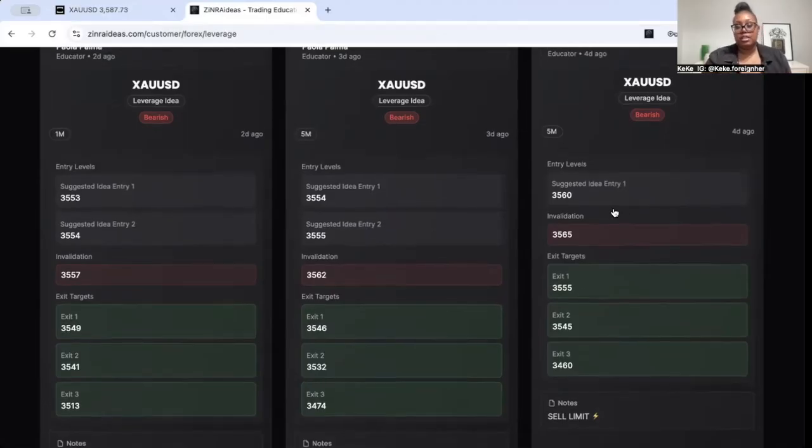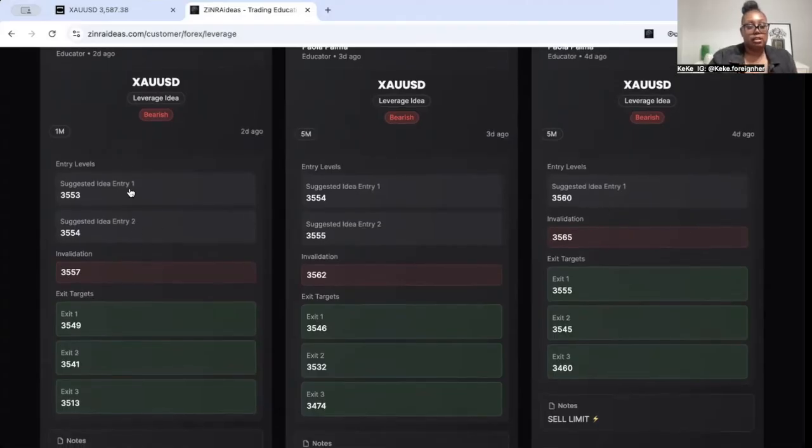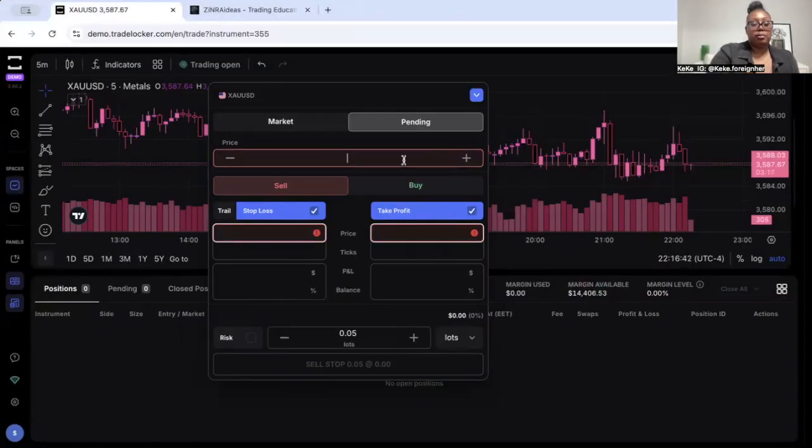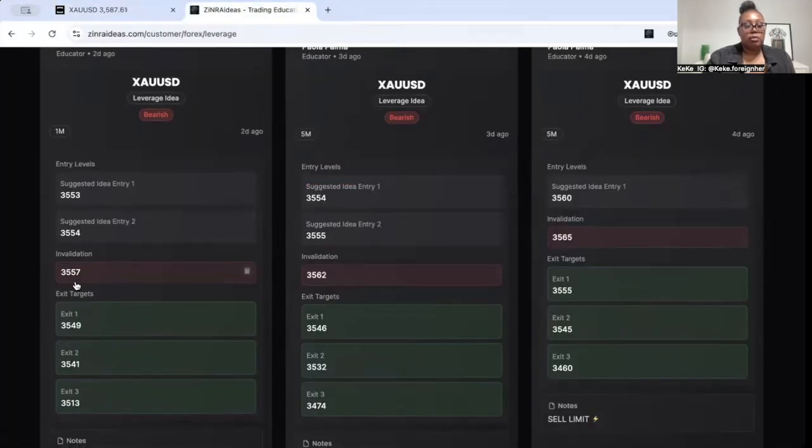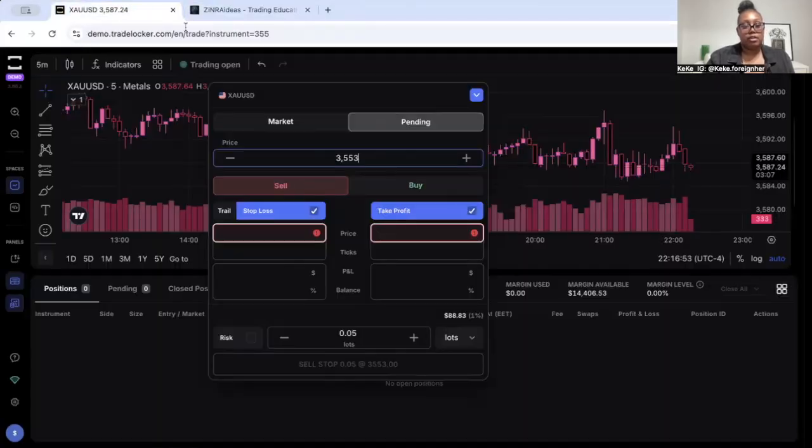But if we compare to, let's say, this one, you're only giving one entry price. Okay. So you don't always get two. Anyway, so let's get into this. So we see that our entry price is 35.53, and because it is a pending trade, we are going to put it in ourselves. So 35.53, that's in. Next, we want our stop loss or invalidation area, which is 35.57. We're going to put that in as well.